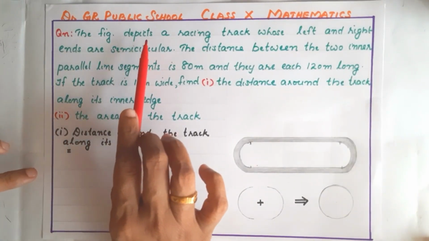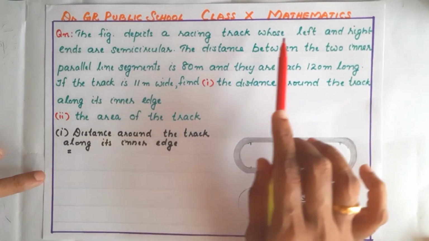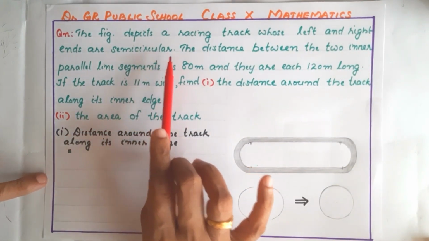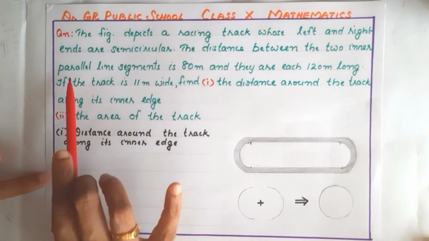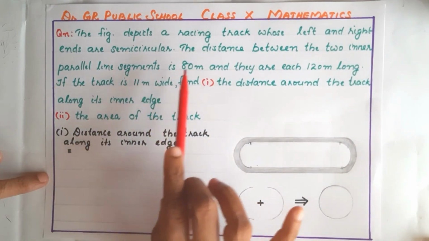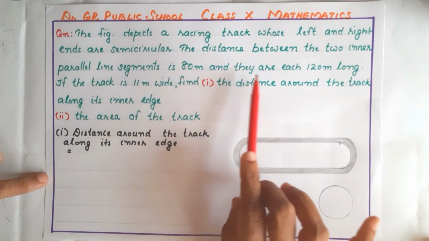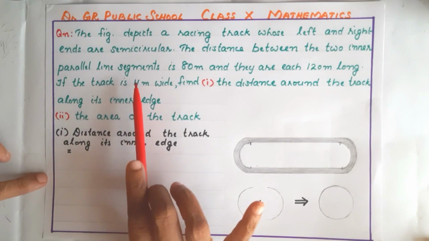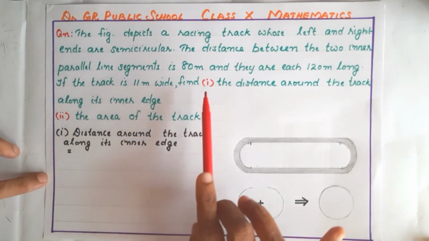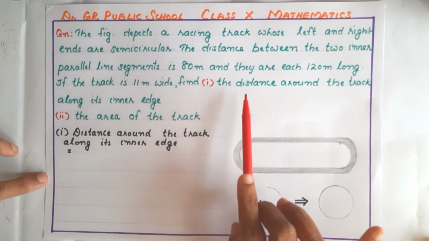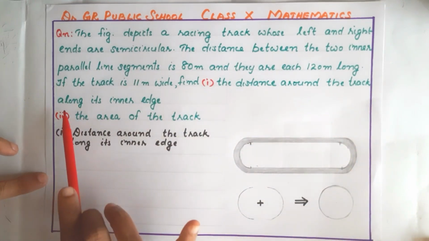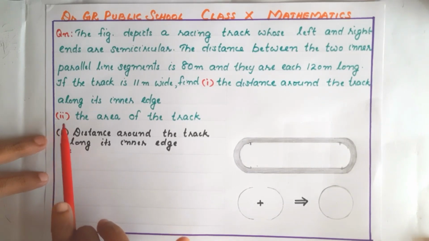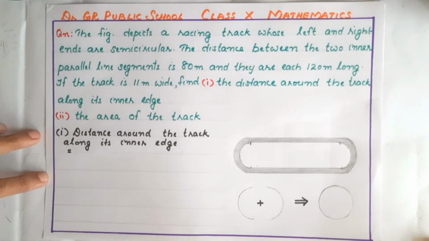The figure depicts a racing track whose left and right ends are semicircular. The distance between the two inner parallel line segments is 80 meter and they are each 120 meter long. If the track is 11 meter wide, find first question the distance around the track along its inner edge, and second question the area of the track.